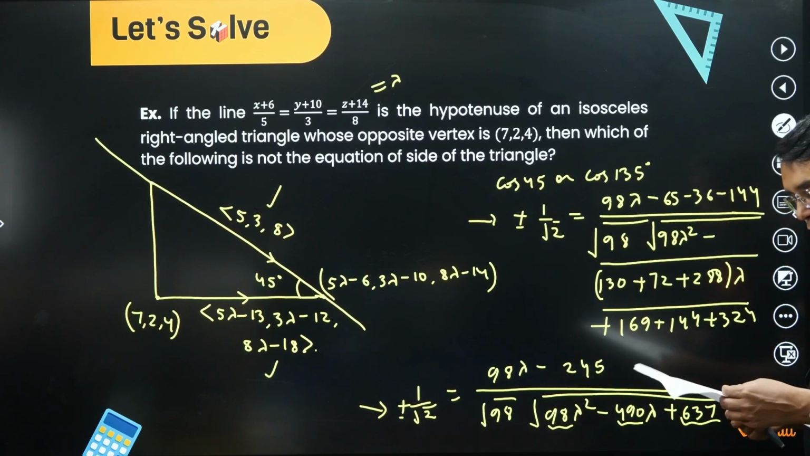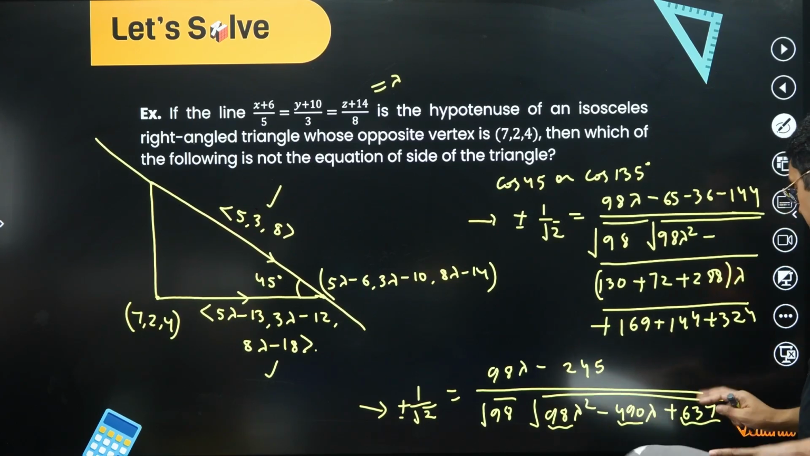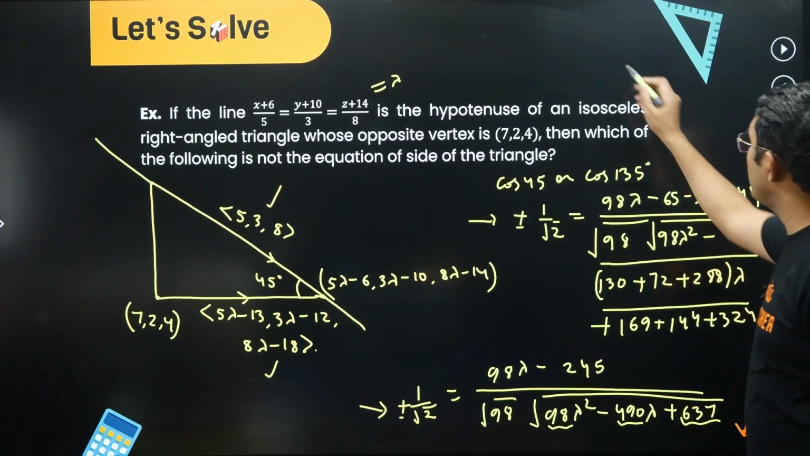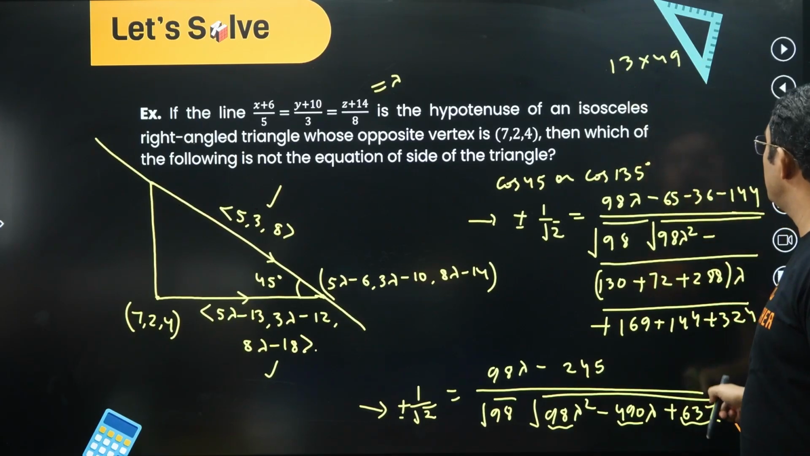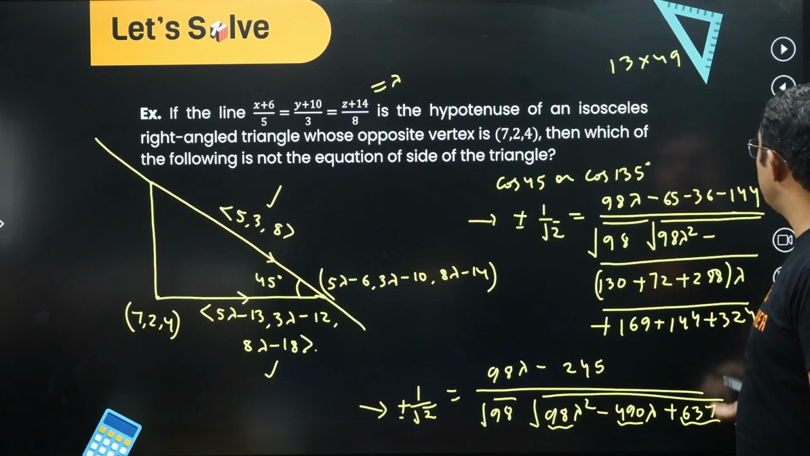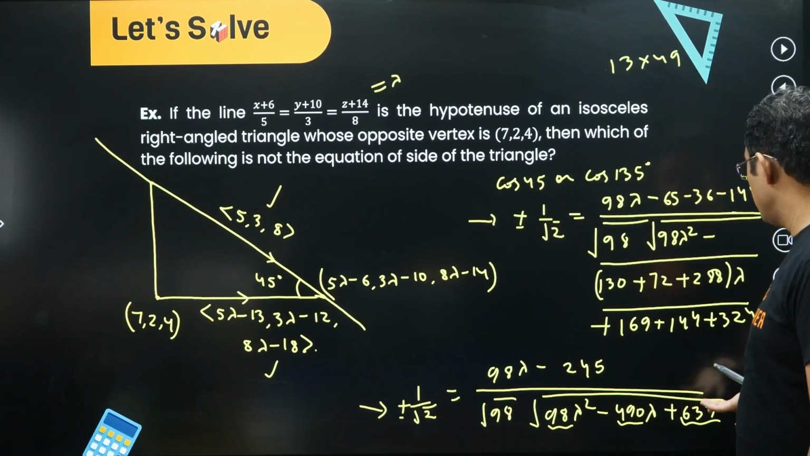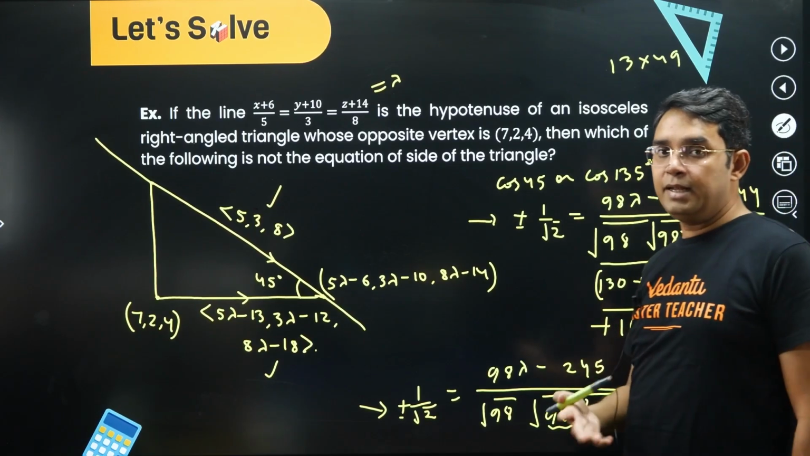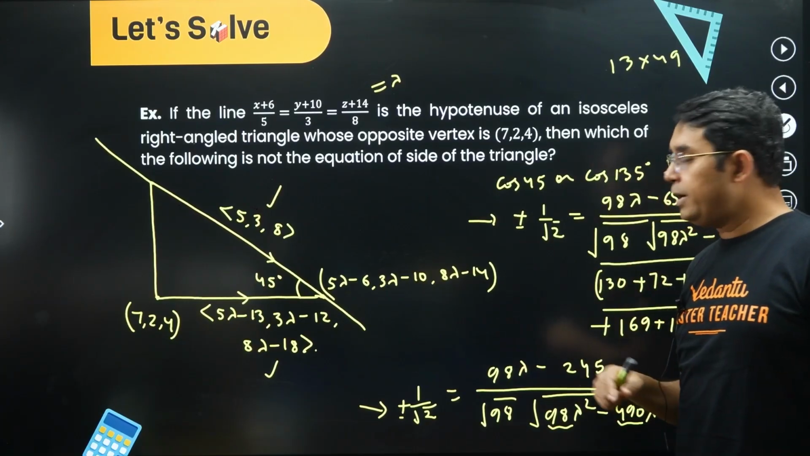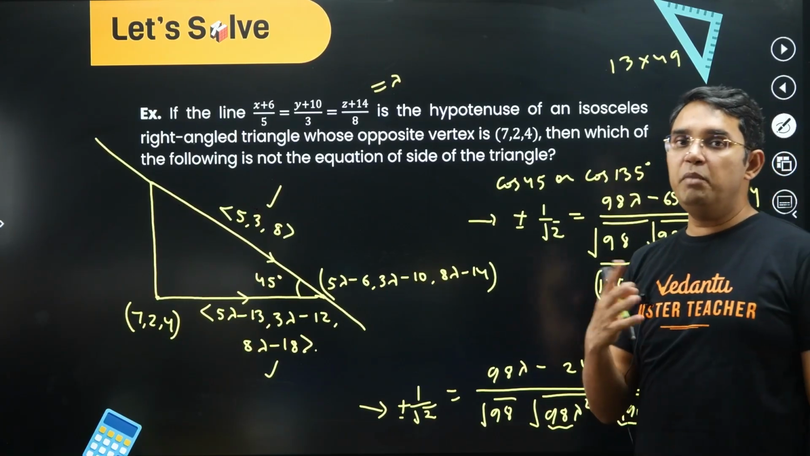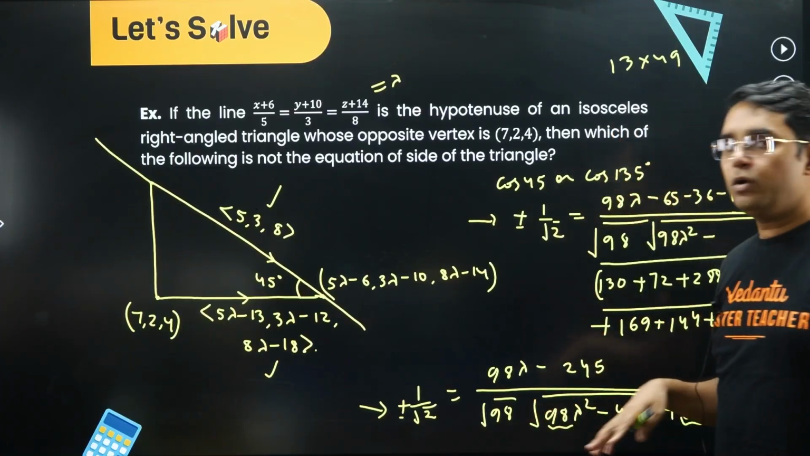So if you divide this by 49, I think we will be getting 13. 13 into 49, if you check, is coming out to be this only. 13 into 9 is 117, 13 into 4 is 52, so 637. You may be feeling there is a lot of calculation, but yes, in this method calculation is there. I will be telling you another method where you may have slightly lesser calculation but not much difference.